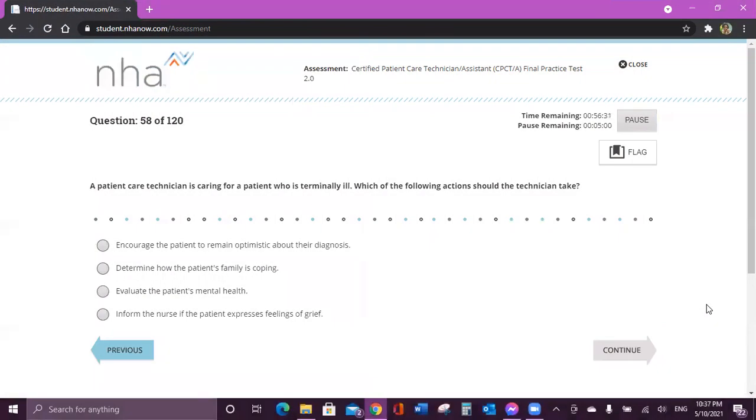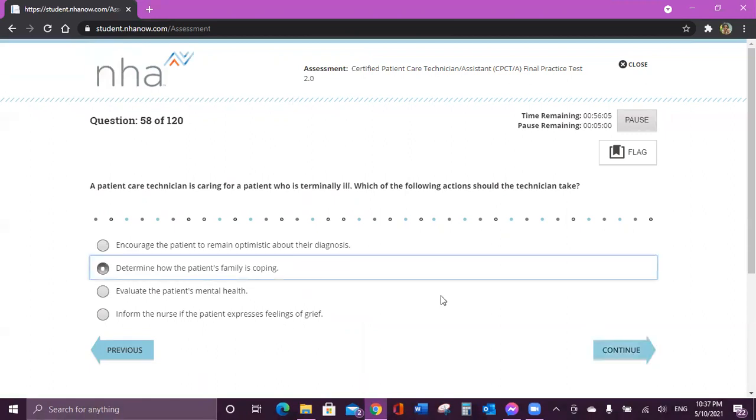A patient care technician is caring for a patient who is terminally ill. Which of the following actions should the technician take? Encourage the patient to remain optimistic about their diagnosis, determine how the patient's family is coping, evaluate patient mental health, inform the nurse the patient expresses feelings of. La C es la.